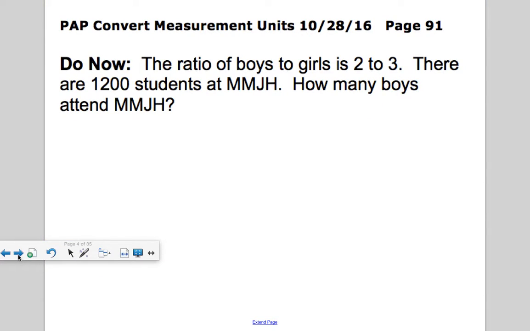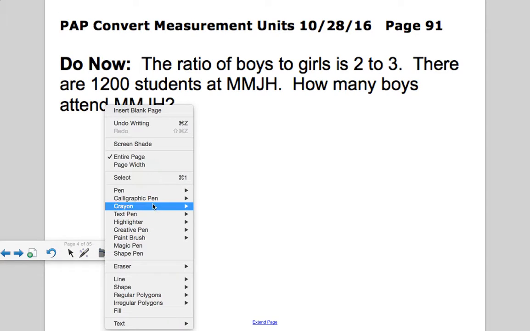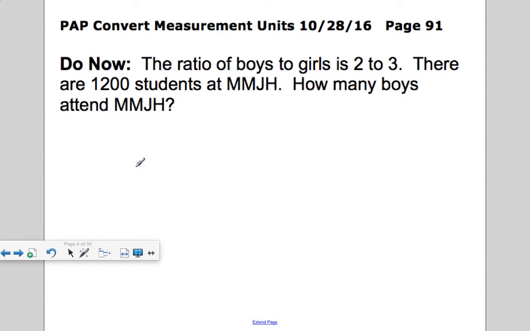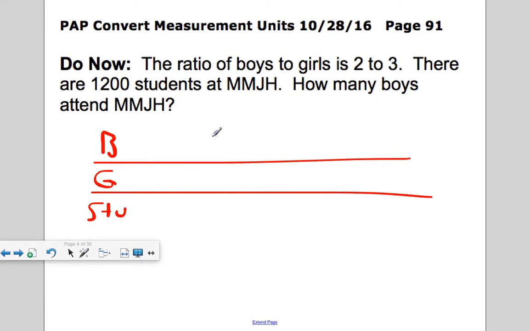All right, so let's look at our do now. The ratio of boys to girls is 2 to 3. There are 1,200 students at McMillan Junior High. How many boys attend our school? So this is about boys, girls, and students. I'm going to make a triple ratio table. The ratio of boys to girls is 2 to 3. How many students is that? 5 students.